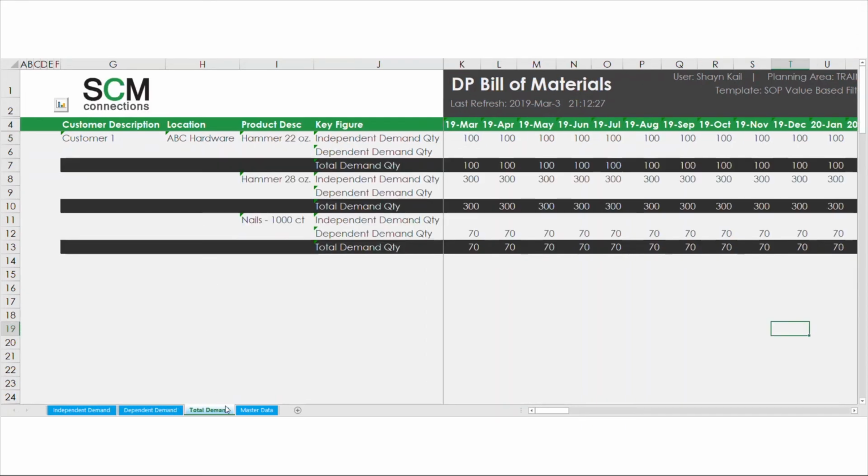So finally, we look at our total demand. I can look at the independent demand for our hammers and our dependent demand for nails, which allows us to automate the calculation for our box of nails projected for each monthly time bucket.